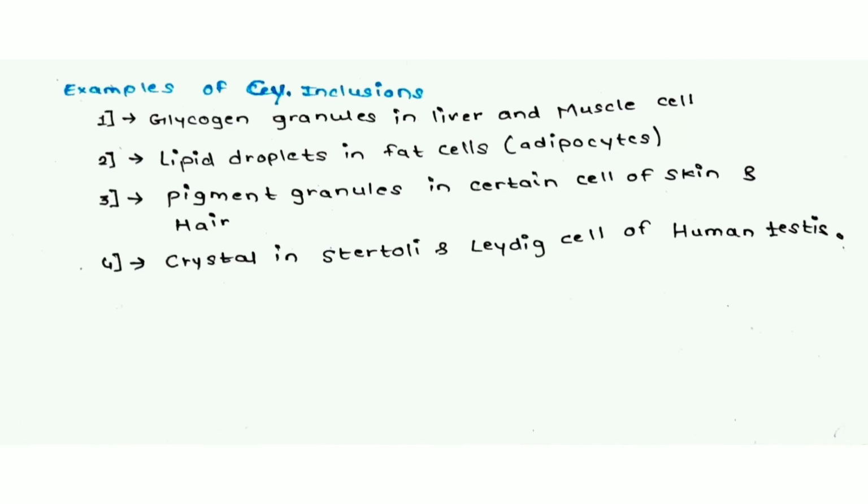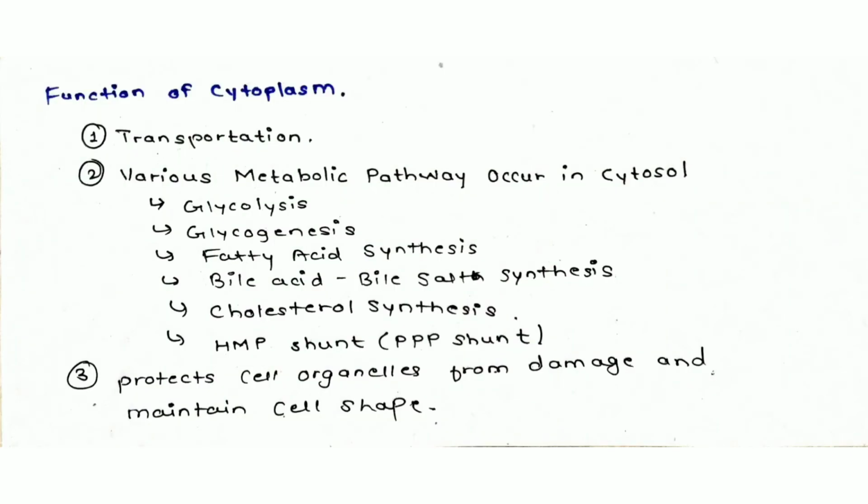So the examples of cytoplasmic inclusion are glycogen granules that are stored in liver and muscle cells, lipid droplets in the fat cells, adipocytes, pigment granules in certain cells of skin and hair, and in the crystal form in the Sertoli and the Leydig cells of human testes. And the last part to discuss in the cytoplasm is its functions.